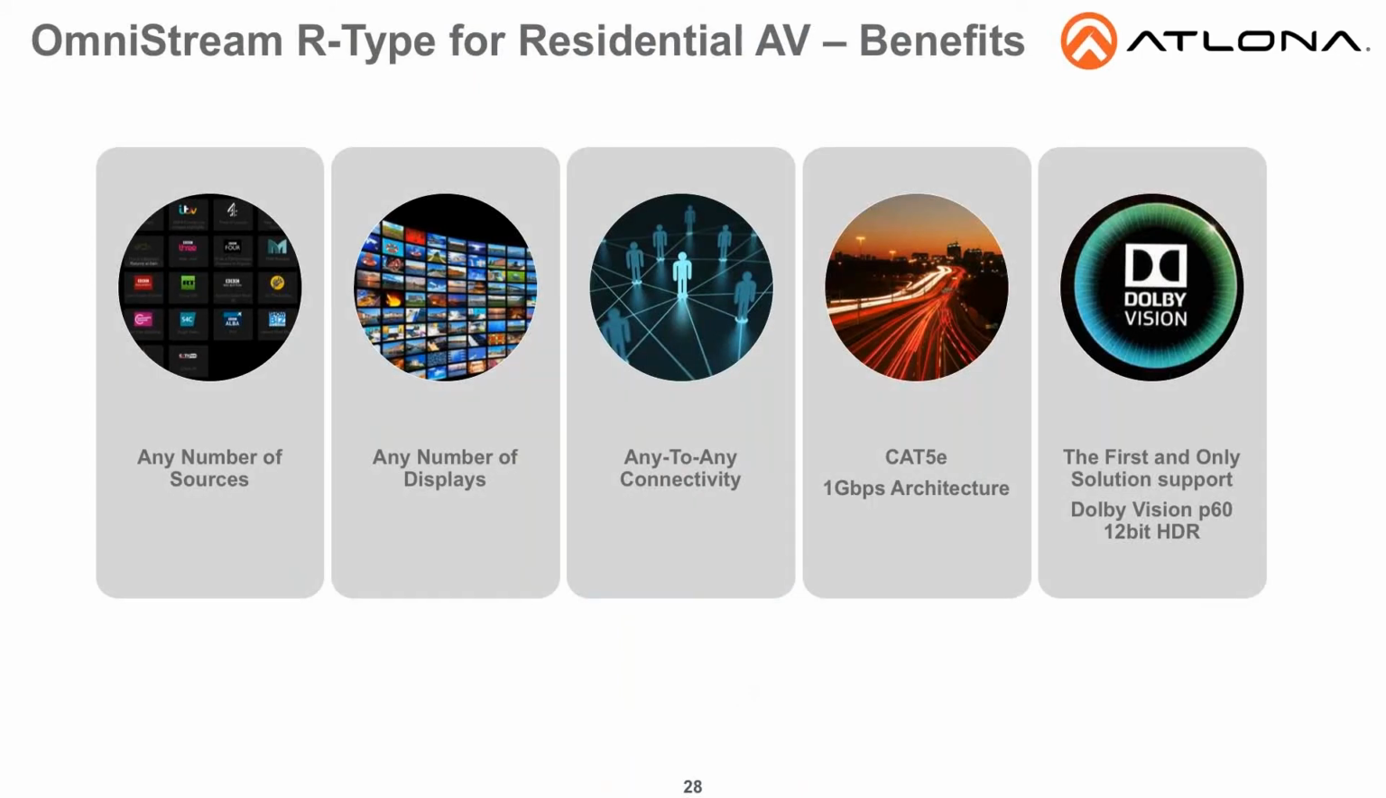So one thing to keep in mind when we're talking about streaming AV over IP is you can have any number of sources to any number of displays. You are not constrained by a switcher that has limited inputs and outputs. You have that any-to-any connectivity, and Cat5e architecture is supported. So if you have installations that already exist with that Cat5e cable, you can definitely utilize OmniStream over a single gigabit architecture there with Cat5e.